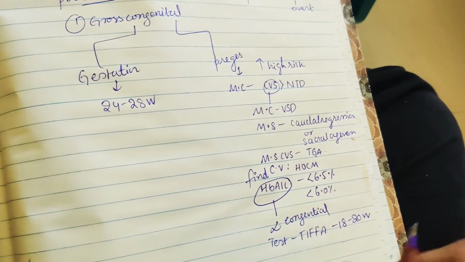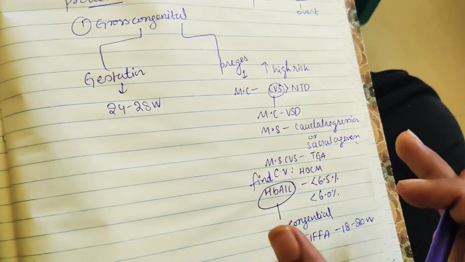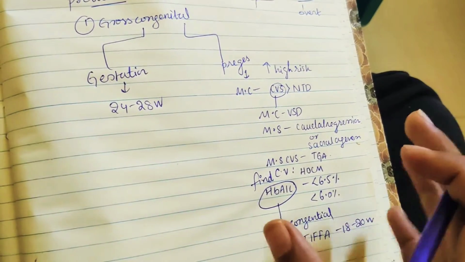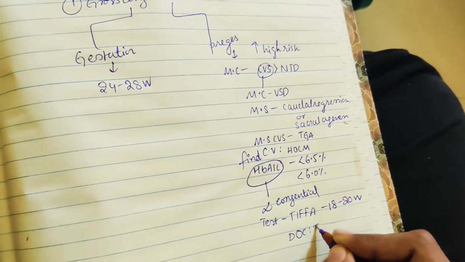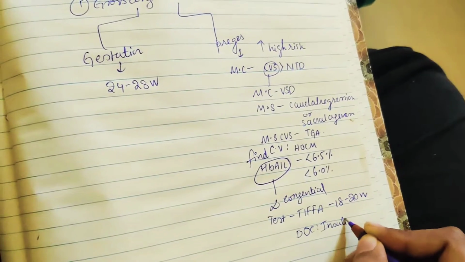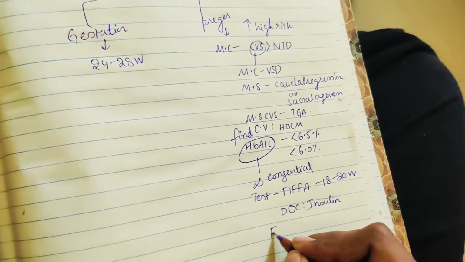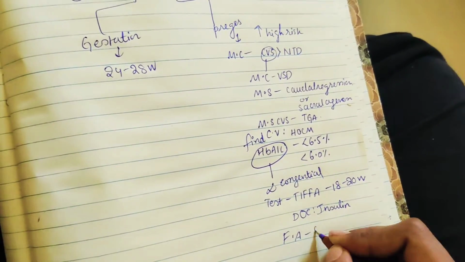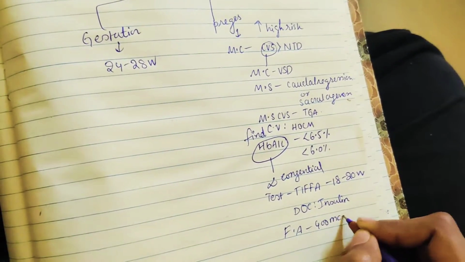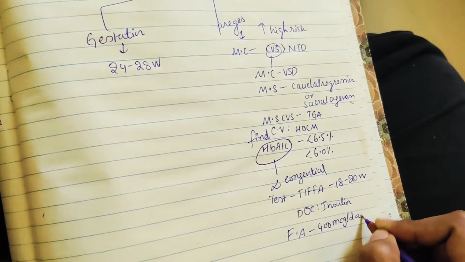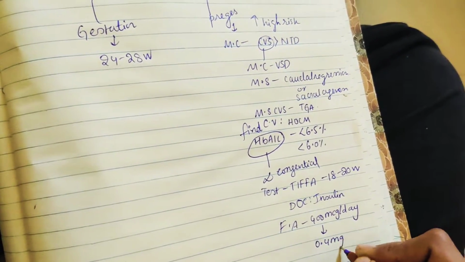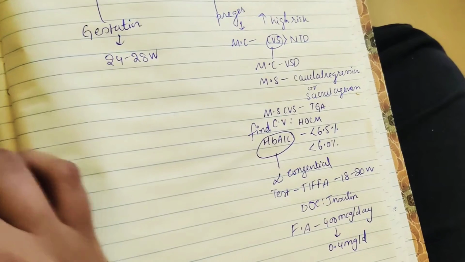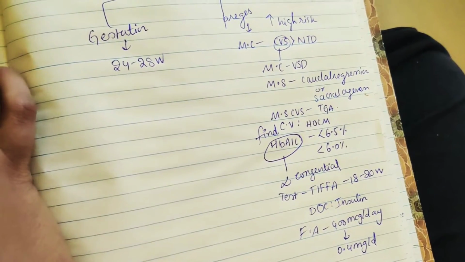Okay, and what are the ways to prevent these congenital anomalies, especially in a diabetic mother? The drug of choice here is insulin. So we need to give insulin, and also we should give folic acid supplementation. We need to give 400 micrograms per day of folic acid, or you can say 0.4 milligrams of folic acid per day, to prevent all these conditions.